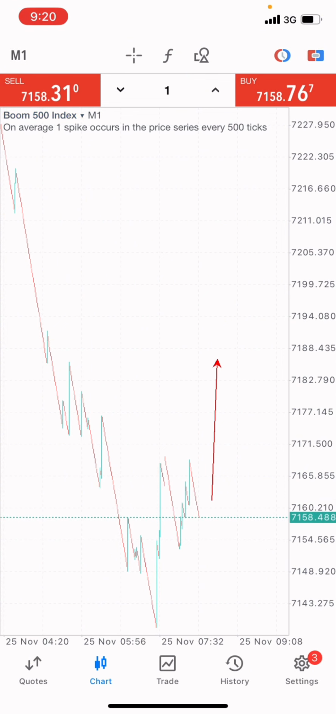All right. So since I've not seen a good entry point, what I'll do is go over to the boom 1000 index.